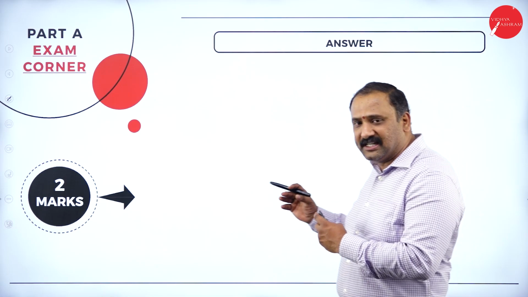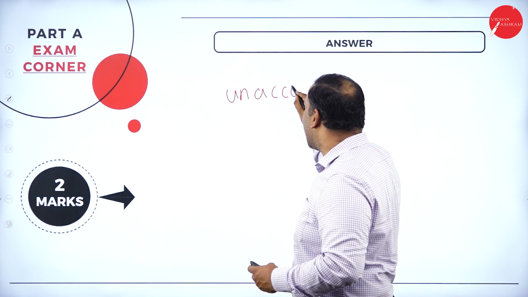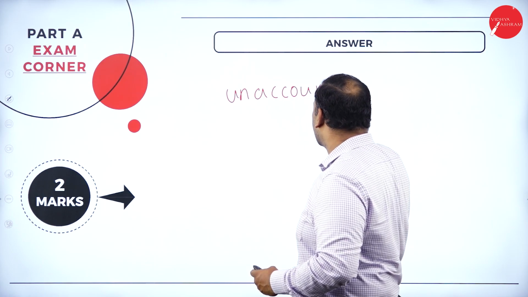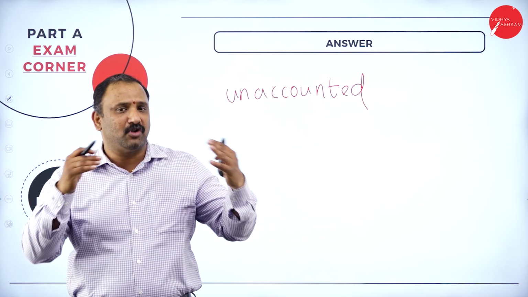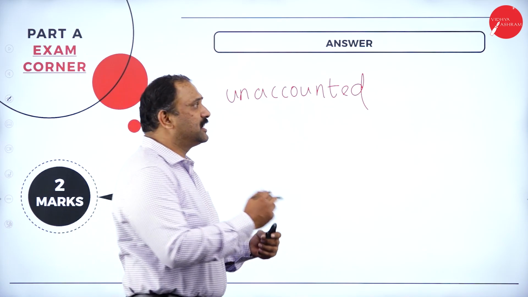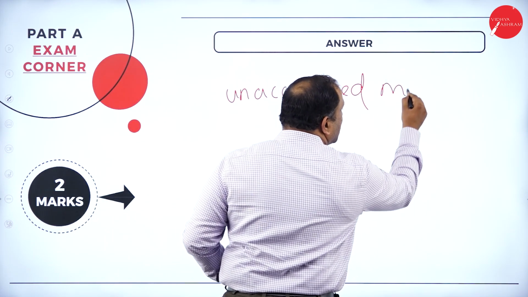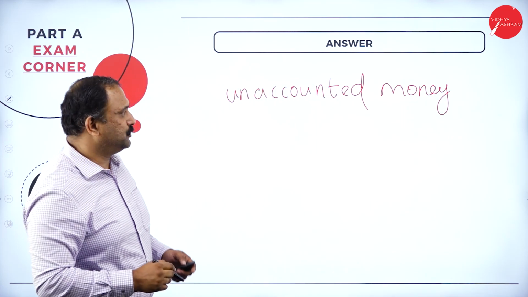So the answer to this is the unaccounted money is called black money. The unaccounted money that has not been brought into the book of accounts, which is not being paid as tax, is known as black money. So the unaccounted money is what we will be using here, the word, to say black money altogether.